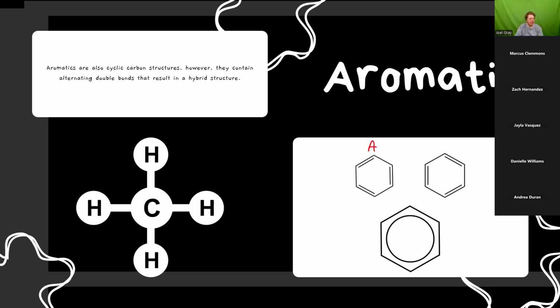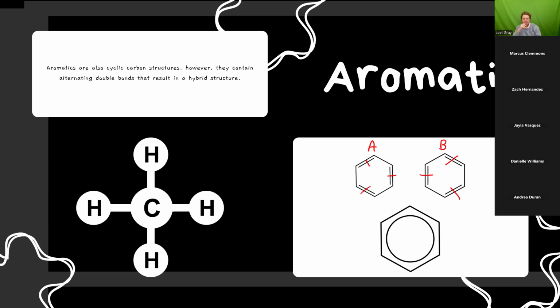Between compounds A and B, do you notice any differences between A and B there? Double bond placement. You're absolutely right, Chris. Those double bonds are in different places. So we've got dun, dun, dun. And then, well, they're kind of alternating.